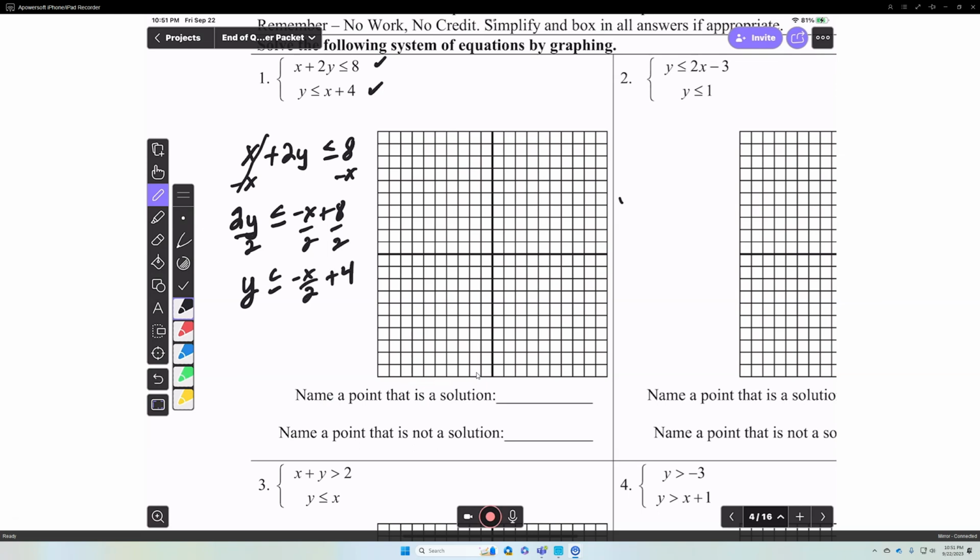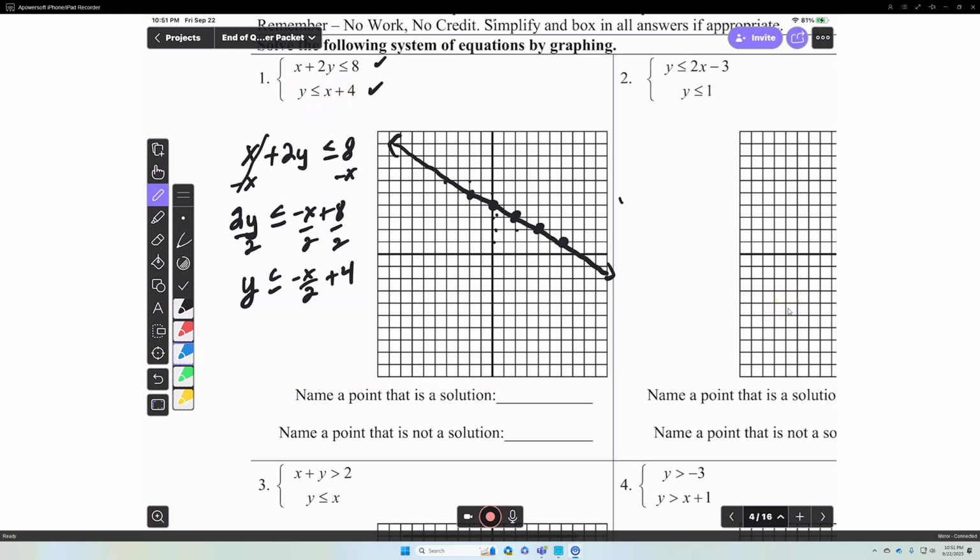Okay, and yeah, I put it in slope-intercept form, but it's an inequality. So now what I'm going to do is I'm going to go up 4 units. 1, 2, 3, 4. I'm going to go down 1 over 2, down 1 over 2, and I'm going to go up 1 over 2, up 1 over 2. So I'm going to go ahead and connect, and you notice that the boundary is solid. The other inequality, y is less than or equal to x plus 4, is already solved for y.